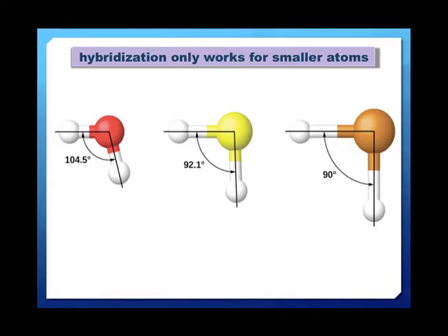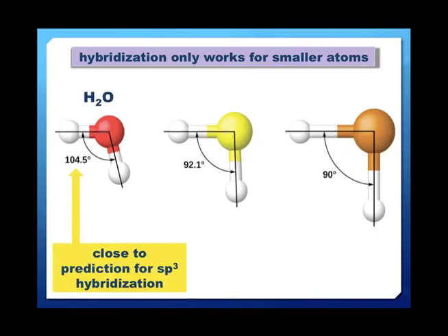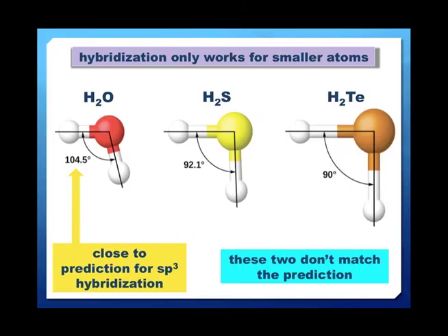Therefore, as the central atom gets larger, we begin to see bond angles that are less and less consistent with hybrid orbitals. For example, a water molecule has bond angles very close to the 109.5 predicted by VSEPR theory and hybrid orbitals. But if we go down the periodic table, changing the oxygen atom to a sulfur atom, we can see that the bond angles are actually closer to those that would result from unhybridized p orbitals, which are 90 degrees apart on the three axes.